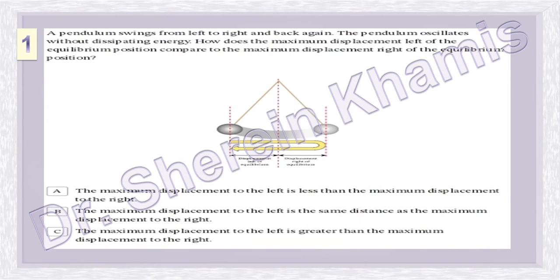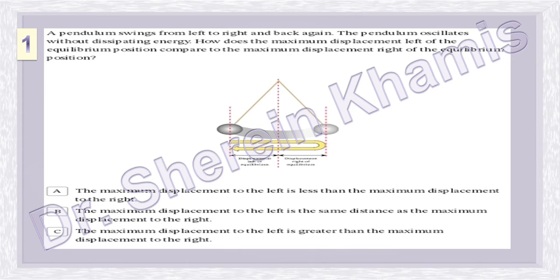Question number 1 says that a pendulum swings from left to right and back again. We will start from left to right and then return back again. The pendulum oscillates without dissipating energy, so there is no loss of energy. How does the maximum displacement left of the equilibrium position compare to the maximum displacement right of the equilibrium position?